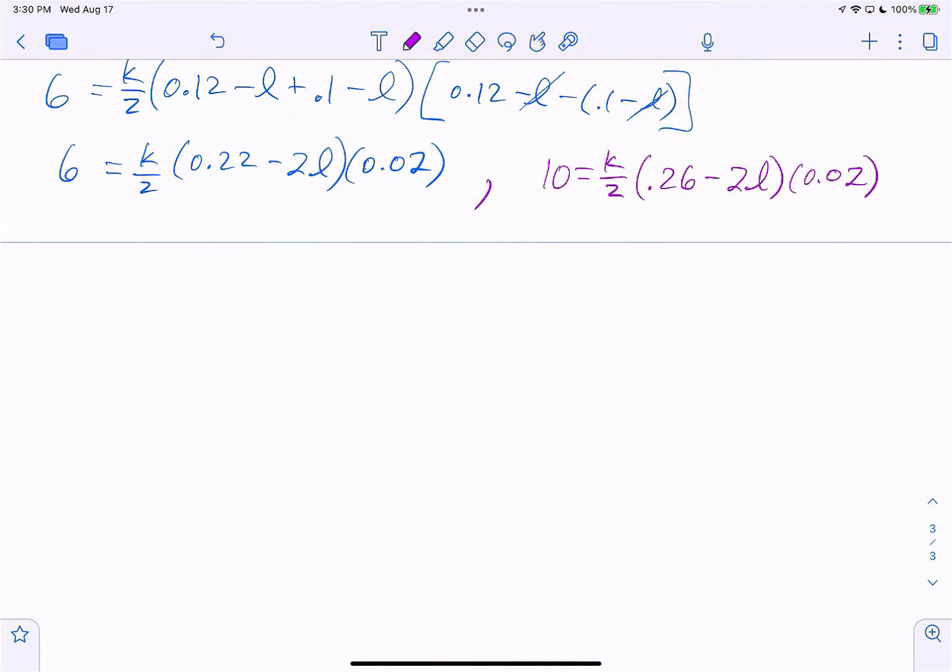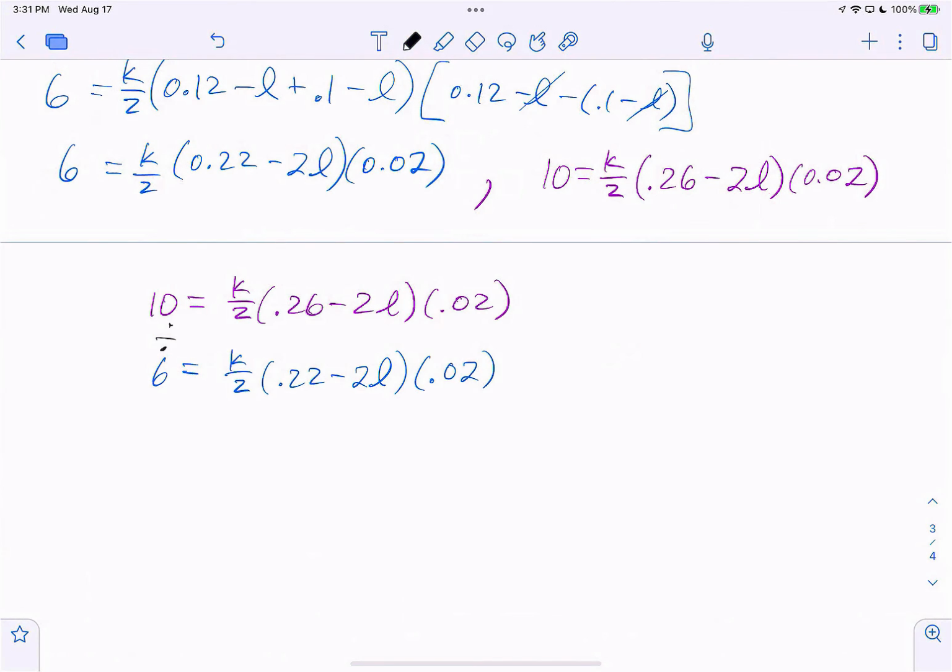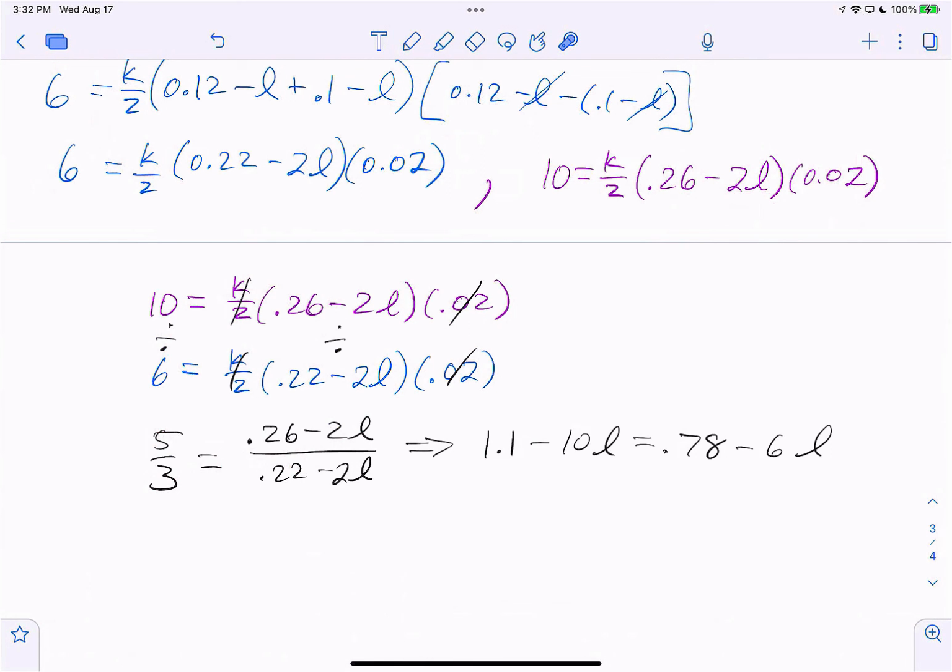Turns out, if I have equations that have one term on each side, and that's what we have, right? 6 is equal to a product. That's one term. Then I can divide one equation by the other. It's kind of cool. And in this case, if I do that, then on the left-hand side, I get 5 over 3. On the right-hand side, k over 2 divides out, 0.02 divides out, and I end up with 0.26 minus 2L over 0.22 minus 2L. You'll notice the calculus was done long ago. We're just seeing how to deal with this algebraically. Well, this is now a proportion, so I can cross multiply. And I end up with 1.1 minus 10L is equal to 0.78 minus 6L. That's going to give me that 0.32 is equal to 4L, which means that L is equal to 0.08.